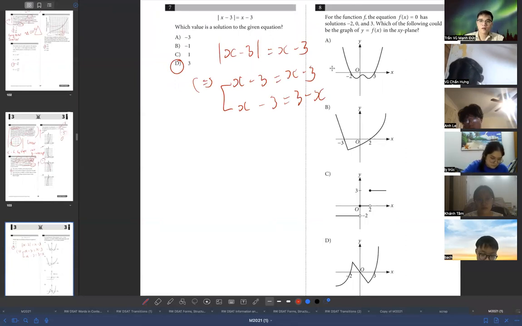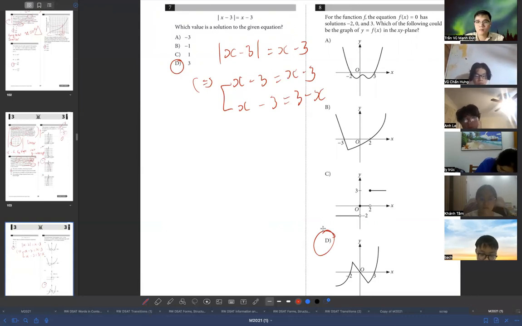8 is D. How did you come about D? Because it shows 3 solutions on the x. So it means it intersects the x-axis at 3 points. All right, exactly. So the x-intercepts, meaning the solutions here, are -2, 0, and 3, meaning that they have 3 intersections at the points -2, 0, and 3. 0 in this case is the center point of the graph. It's O. Okay, very good.